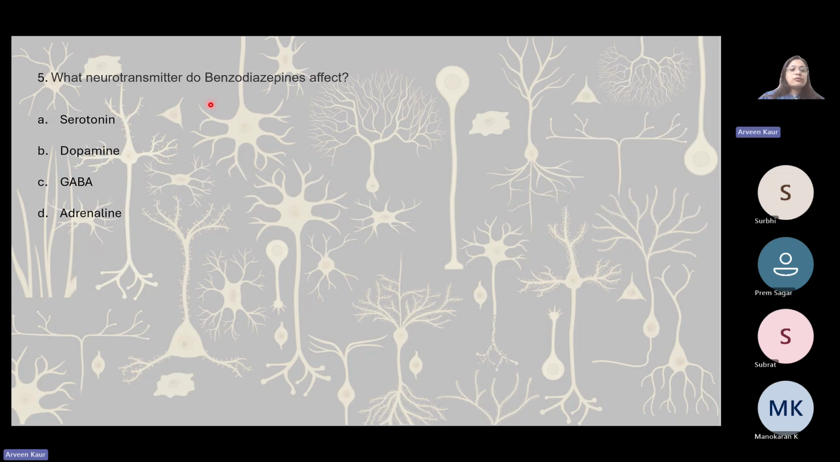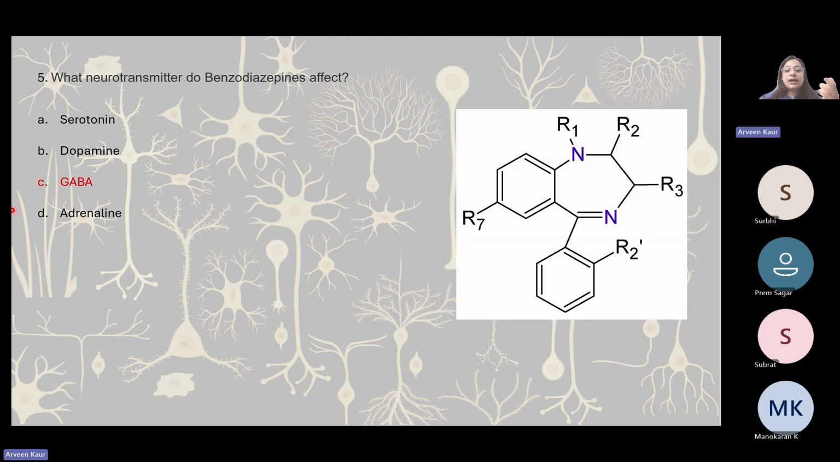So, what neurotransmitter do these benzodiazepines affect, right? These widely used drugs such as Valium, which is the neurotransmitter that they are going to go and affect? Is it serotonin or dopamine or GABA or adrenaline, right? So actually, the hint is they affect an inhibitory neurotransmitter, right? So which one will it be? It will be GABA, right?